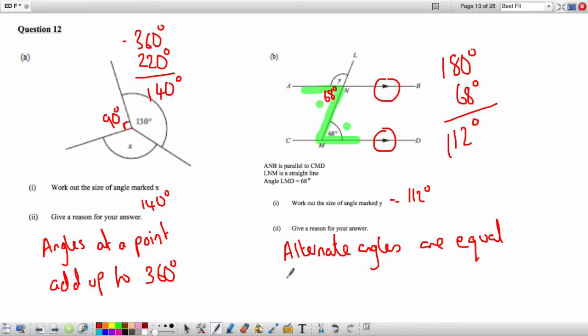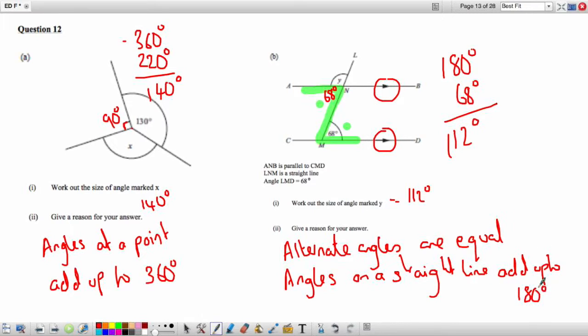The second part of the reason is that angles on a straight line add up to 180 degrees.